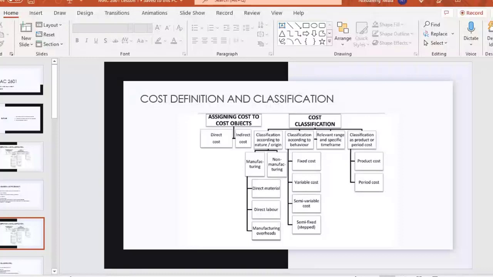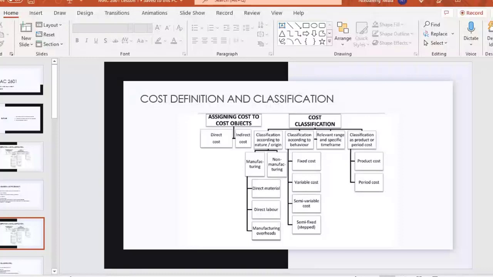Nicely done, Brenda. What would you say is the difference between manufacturing and non-manufacturing? From the example that Brenda gave us, manufacturing would be the wood of the table, and non-manufacturing would be the lights where the table is being assembled. So why would you say that the lights are not manufacturing costs, guys? Because the lights are not directly linked to the table. That's why they are the non-manufacturing costs.